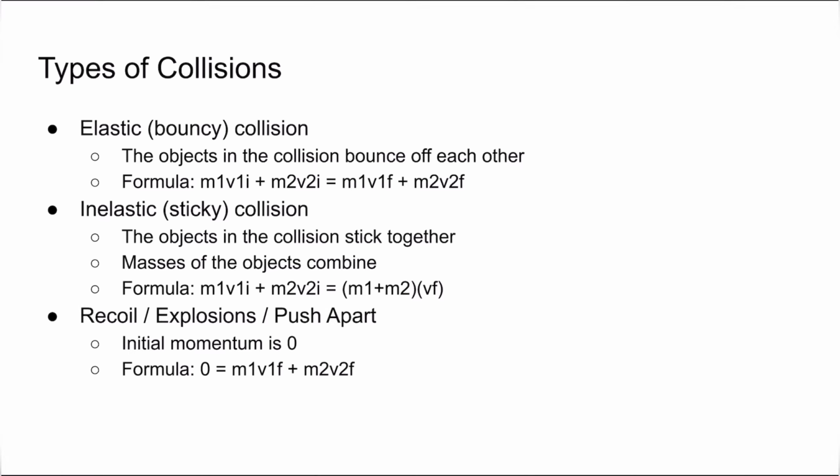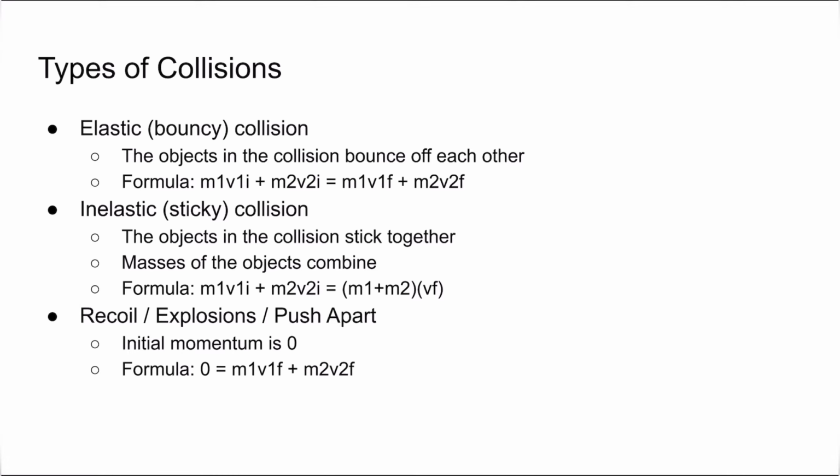Our second type of collision is going to be an inelastic or sticky collision. It's called a sticky collision because the objects in the collision stick together after colliding. So the masses of the objects will combine. The formula is going to be m1v1i plus m2v2i equals m1 plus m2 times vf. Note that in the final part of that formula, since masses combine, we're just adding the masses.